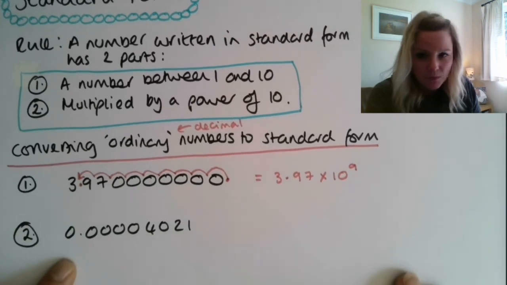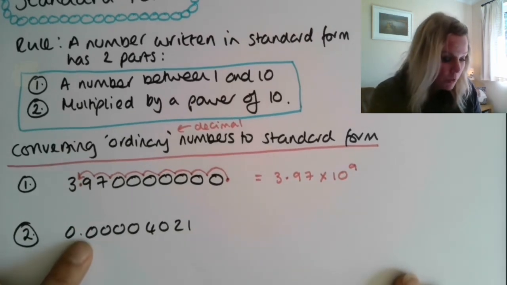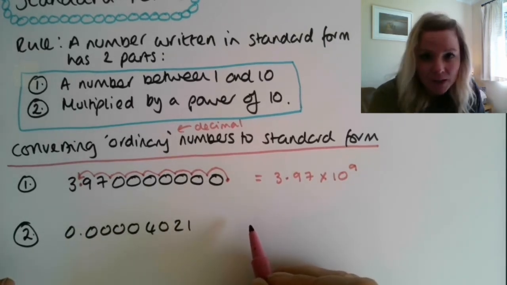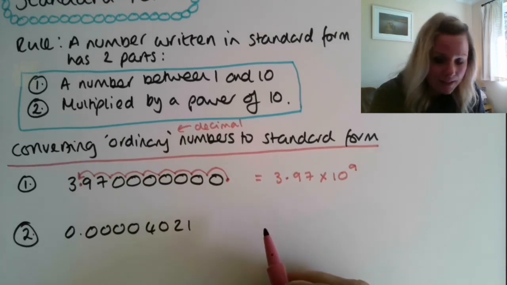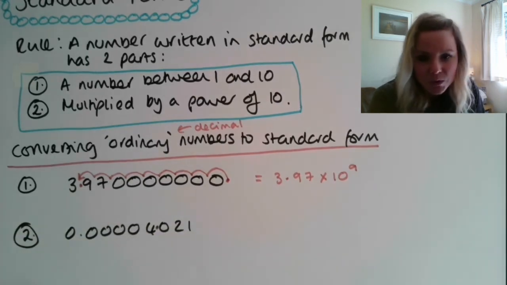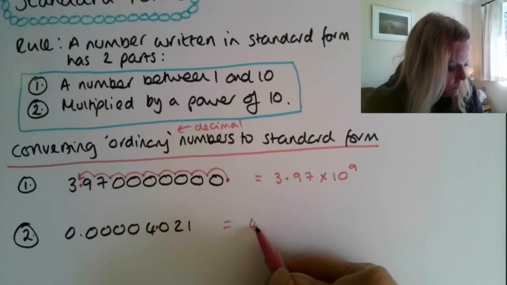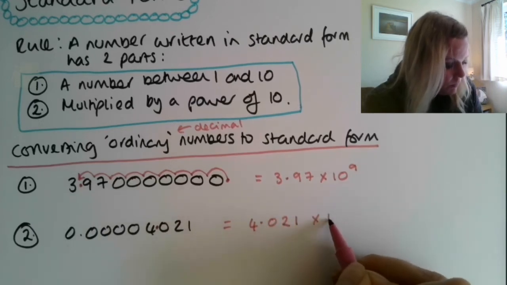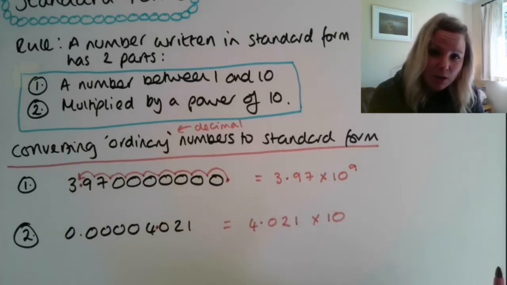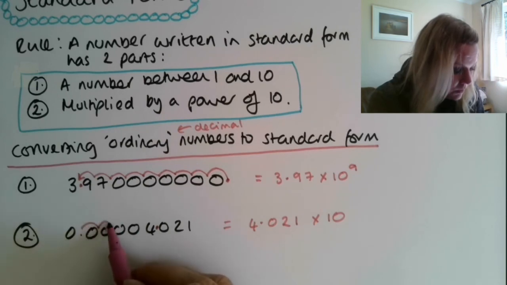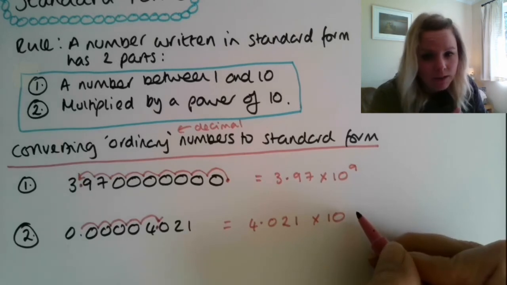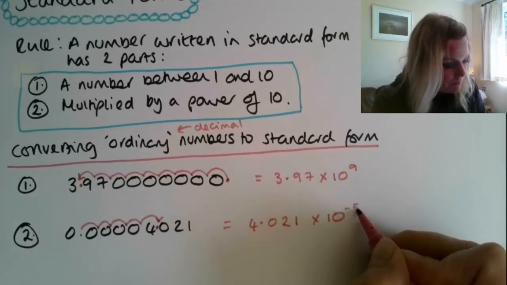Second one, we've gone for a little small number this time, so 0.0004021. Again, we think, if I'm writing this as a number between 1 and 10, where does my decimal point have to go? It has to be here, so that would be 4.021. So 4.021 multiplied by 10 to the power of something, and again we just need to look and see how many places it's moved. So 1, 2, 3, 4, 5, so times 10 to the power of, now it's not to the power of 5, it's to the power of -5.